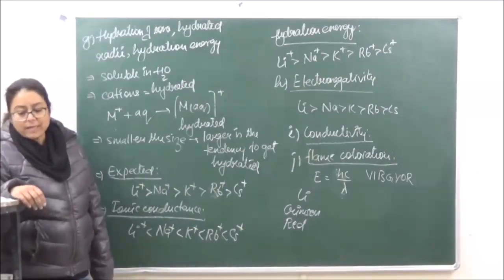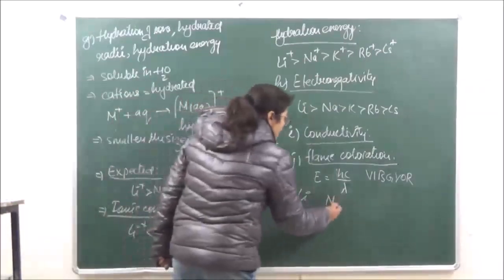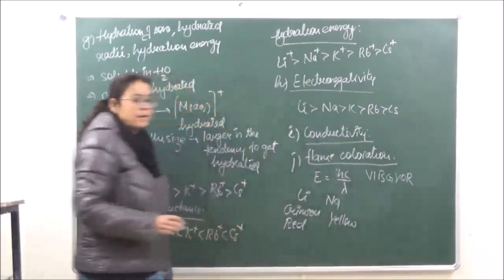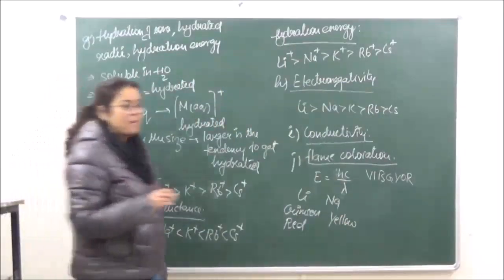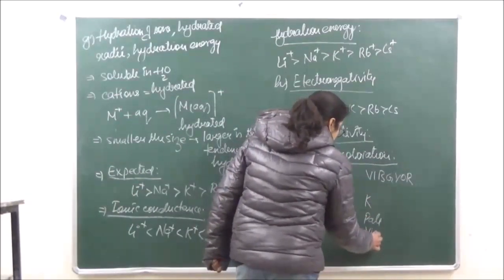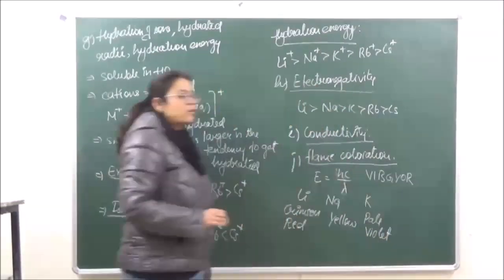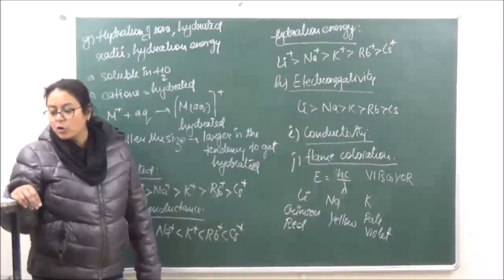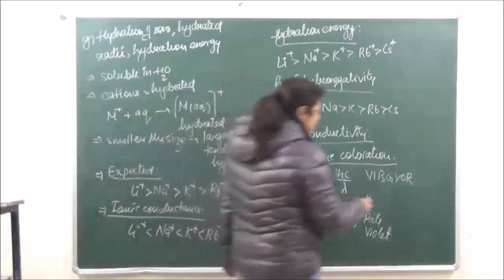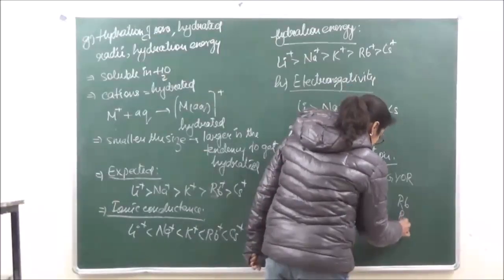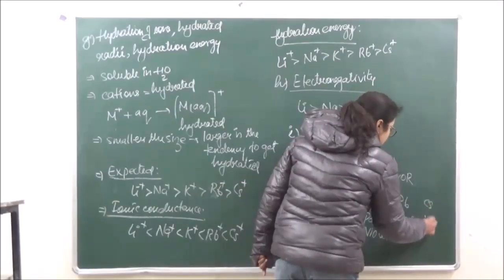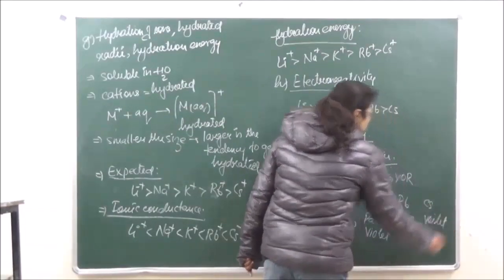Then after that, sodium gives a golden yellow color to the flame, right? Then we have potassium, which is going to give pale violet. Then we have rubidium, which is going to give reddish violet. And finally we have cesium, which is going to give violet.